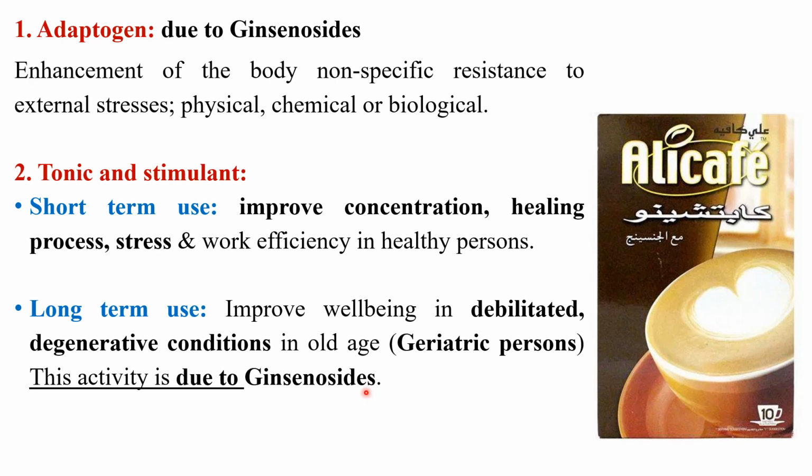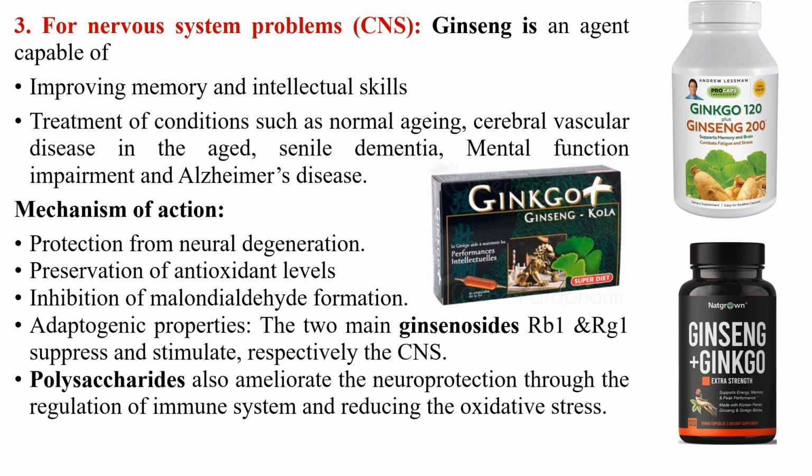The long-term use is to improve well-being in debilitating degenerative conditions in old age, geriatric persons. This activity is due to ginsenosides. For nervous system or CNS, central nervous system problems, ginseng is an agent capable of improving memory and intellectual skills, treatment of conditions such as normal aging, cerebral vascular diseases in aged, senile dementia, mental function impairment, and Alzheimer's disease.